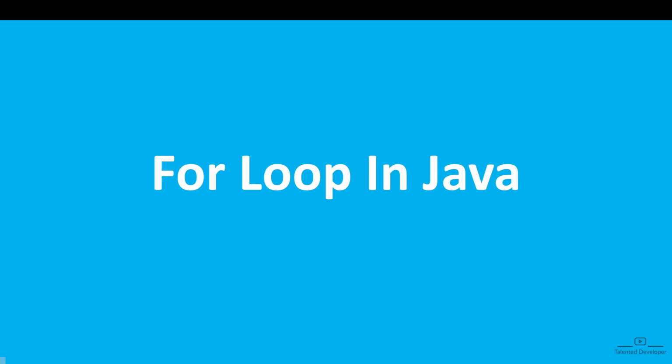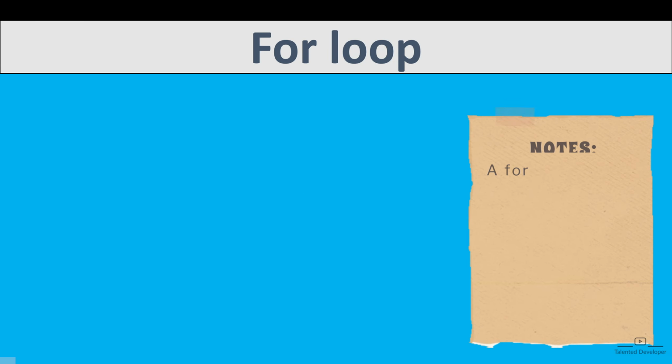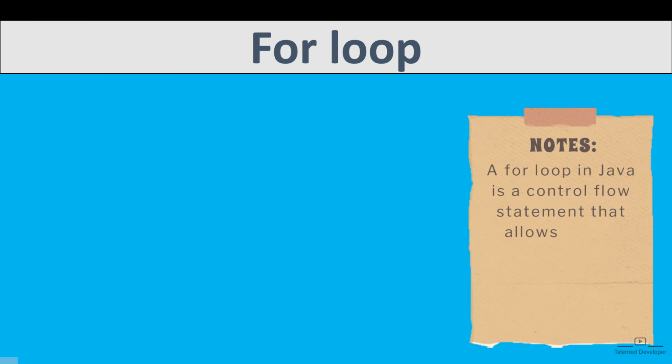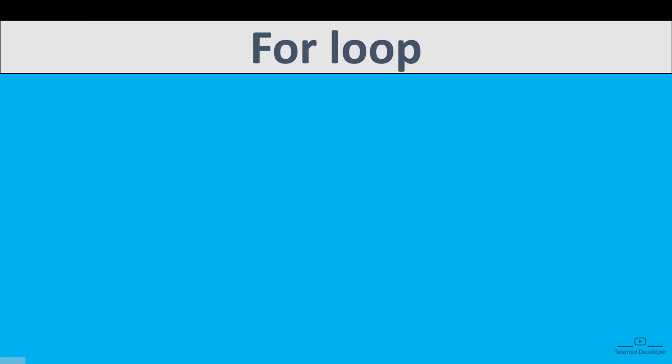In today's video, we are going to talk about one of the most commonly used flow control statements in Java, and that is called the for loop. A for loop in Java is a control flow statement that allows you to repeat a block of code a specific number of times. It is especially useful when you know exactly how many times you want to execute a statement or block of code.